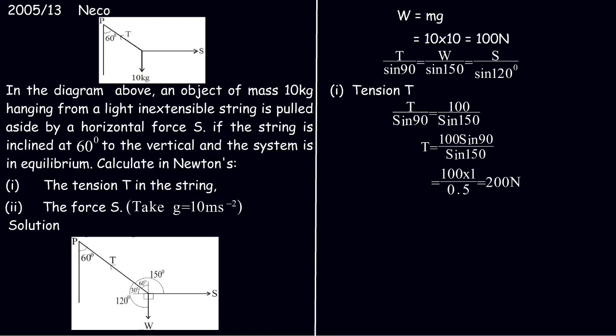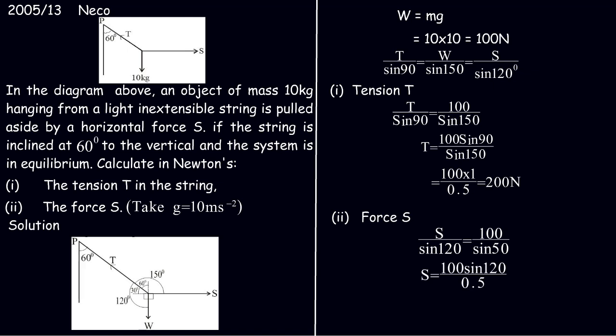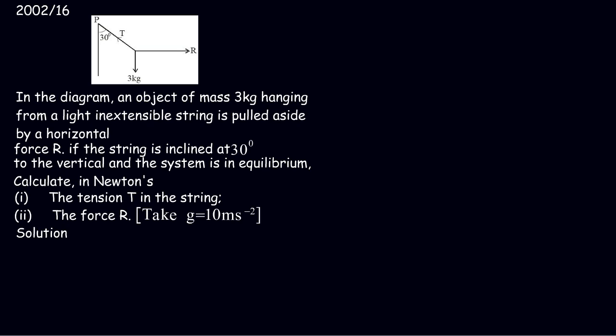And for the second part, the force S divided by sine 120 will be equal to 100 divided by sine 150, and when we cross multiply, S will be equal to 100 sine 120 divided by 0.5, which will be equal to 86.60 divided by 0.5, which is equal to 173.2 Newton. We have another question from Y 2002.